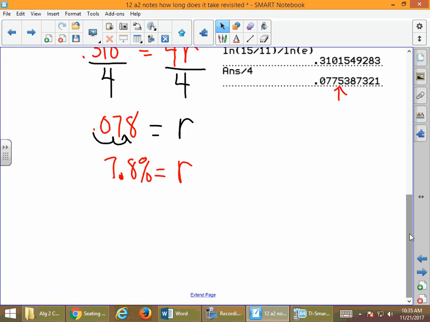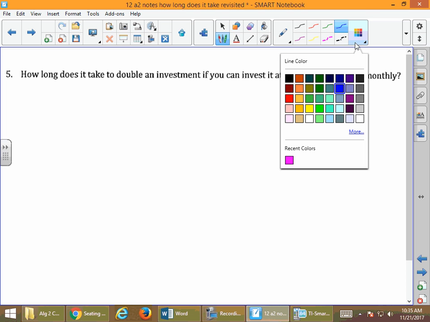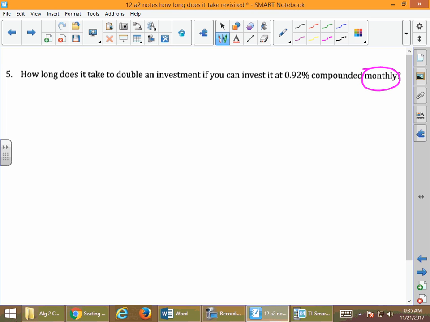As we finish, how long does it take to double an investment if you can invest it at 0.92% compounded monthly? So all the way at the end here, we get one of the keywords, which is monthly. And we don't have very much information. But one thing that we do know by the monthly is that we're going to use A equals P times 1 plus r over n to the nt.